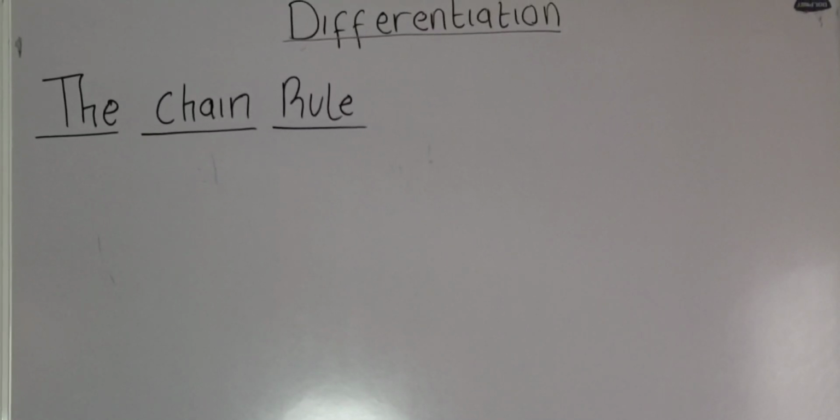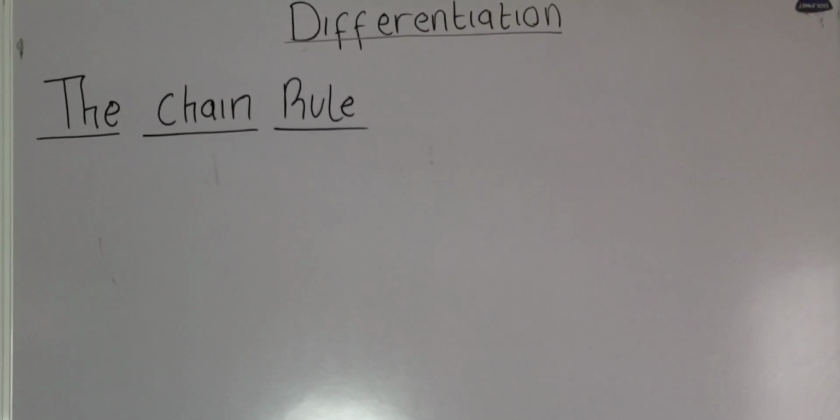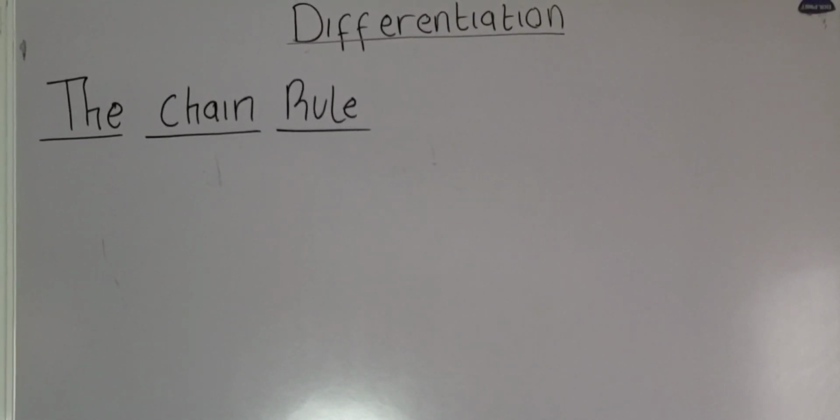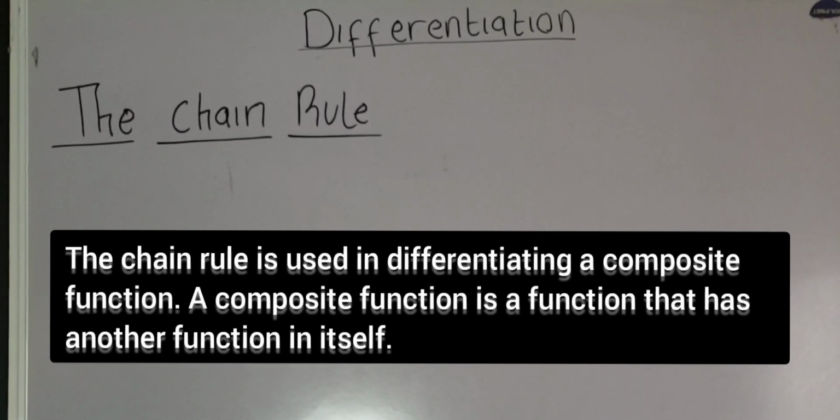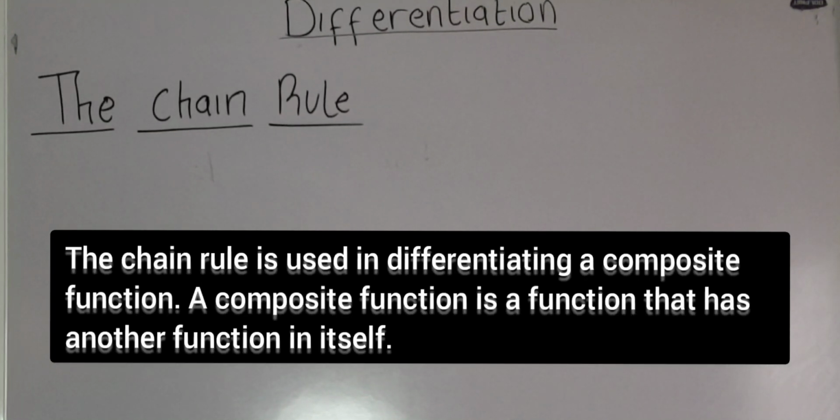In today's class, we're going to talk about the chain rule of differential calculus. The chain rule of differential calculus is used to differentiate a composite function. A composite function is a function that has another function in itself. There are two criteria that must be met before we can make use of the chain rule.